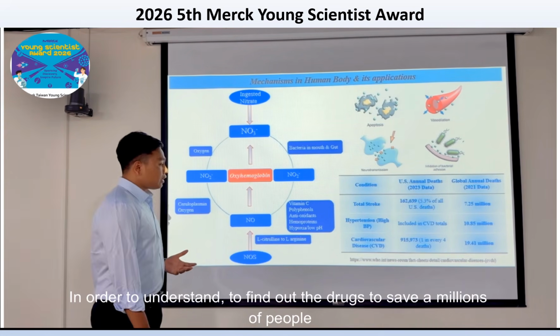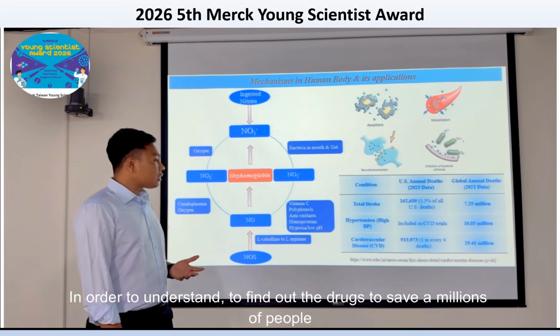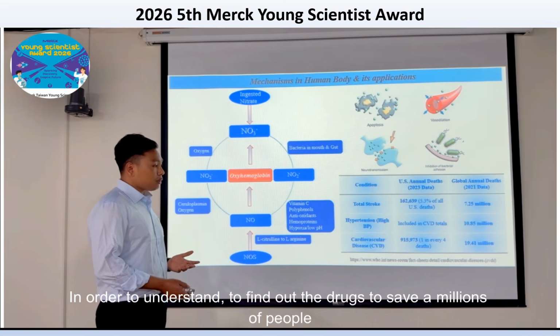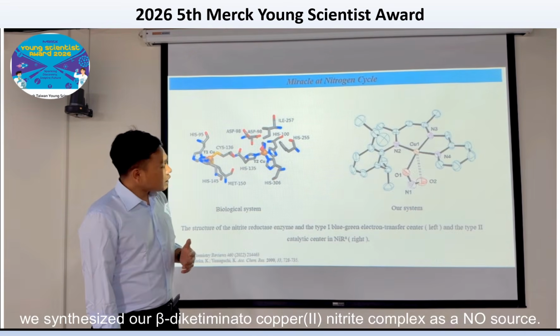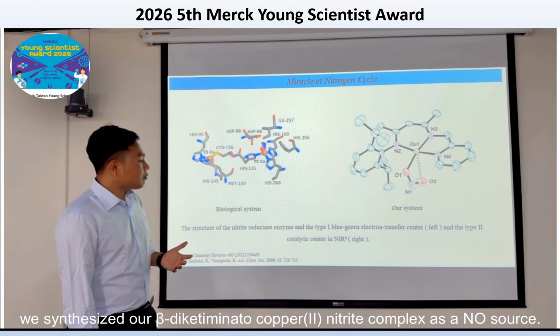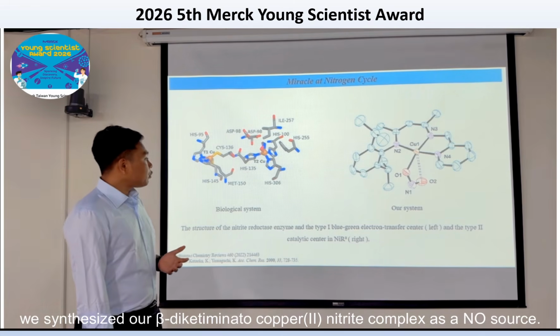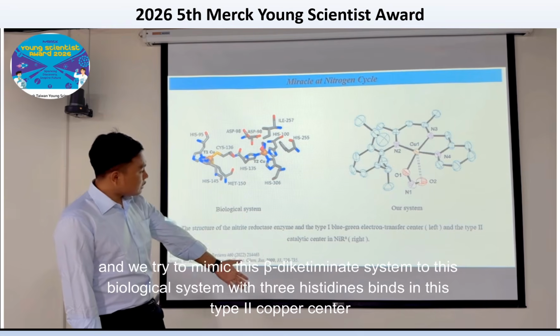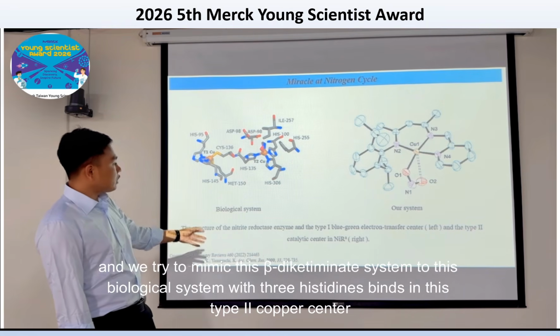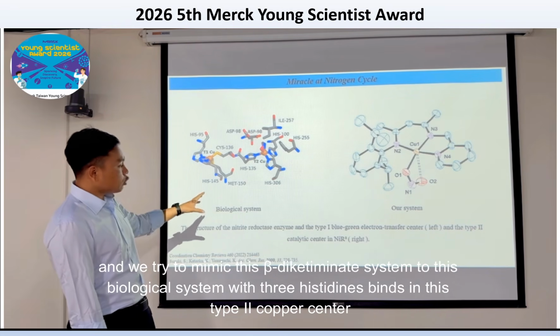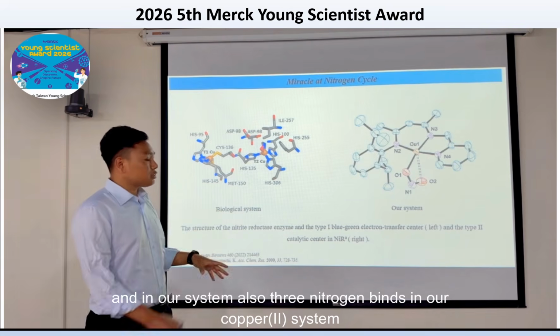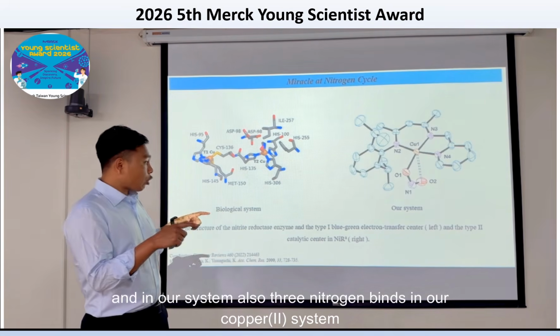In order to find a drug to save millions of people, we synthesized our beta-diketiminate copper nitrite complex as an NO source, and we try to mimic this biological system, in which 3 histidines bind in the type 2 copper center. In our system also, 3 nitrogens bind to the copper(II) center.